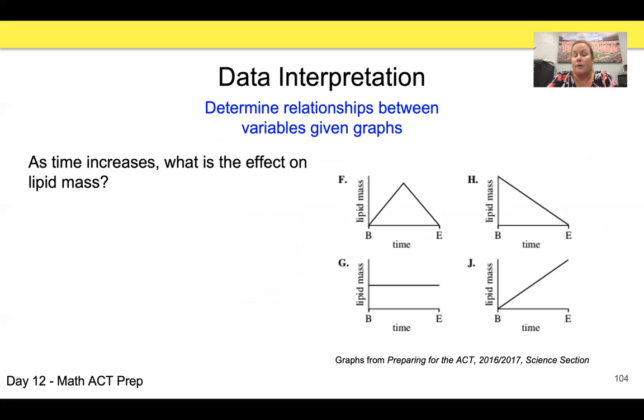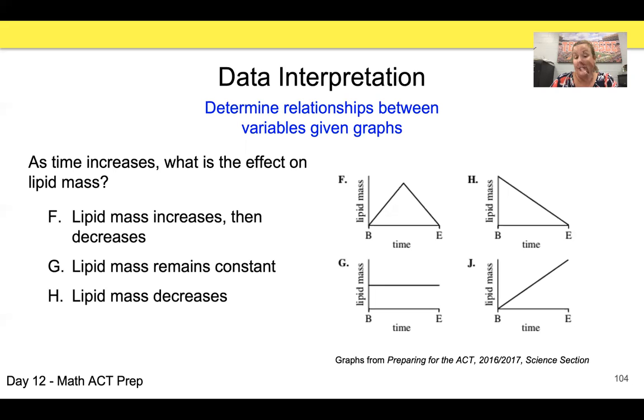And I can tell you, when you look at F, lipid mass starts at 0, it increases, and then it hits a point, and it decreases. And they're at constant rates. For G, lipid mass starts at a rate and it stays constant. For H, it starts at a rate and it decreases to 0 at a constant rate. And for J, it starts at 0 and it increases at a constant rate. Can't tell you anything more than that, but I can tell you that much.